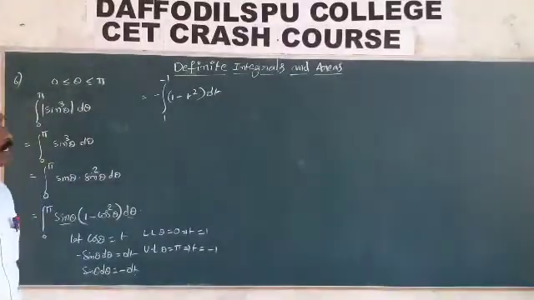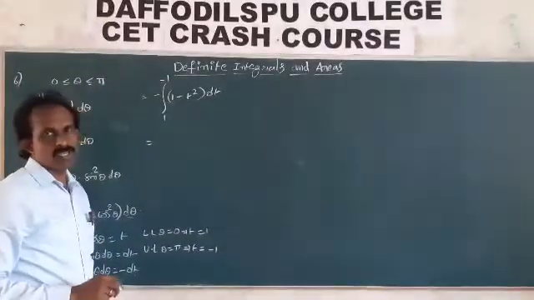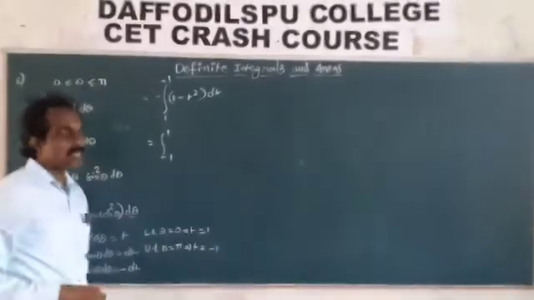By the property, if limits are interchanged, then the sign will change. So minus into minus is plus. Clear? That implies the integral from minus 1 to 1 of 1 minus t square dt. This is equal to the integral of dt minus the integral of t square dt, from minus 1 to 1.